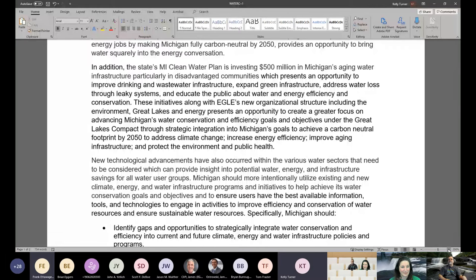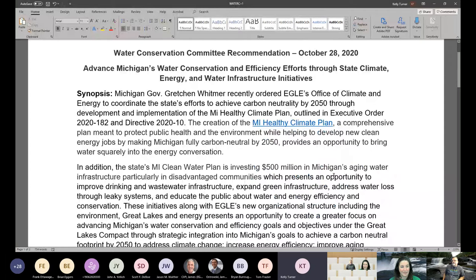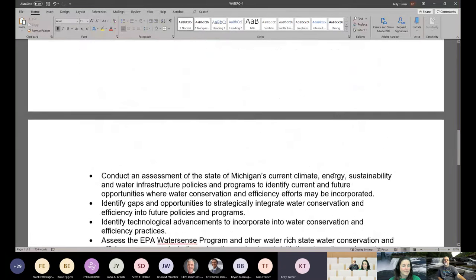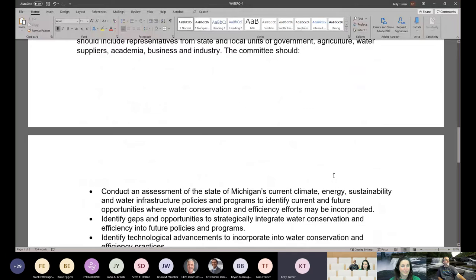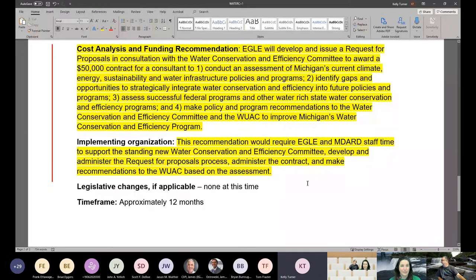All right. So we didn't make a lot of changes to either one of these, but the changes we made were very pointed and directed based off of the comments and the input that we received from all of you. The big changes were made because there was confusion in the way that we had the cost analysis and the funding written up. And so big shout out to Emily too for taking everyone's input and revising this. So for the cost analysis and funding recommendation, we have revised this to say that we are going to request a proposal in consultation with the Water Conservation and Efficiency Committee to award a $50,000 contract for a consultant to do four items. And we tried to really spell out these four items.